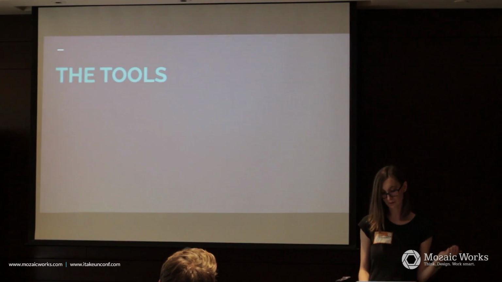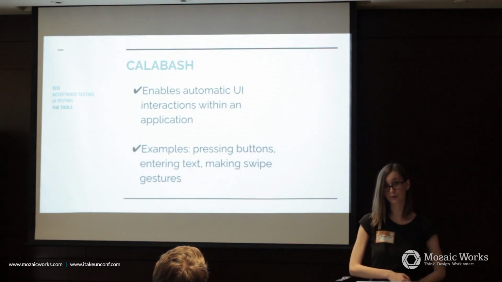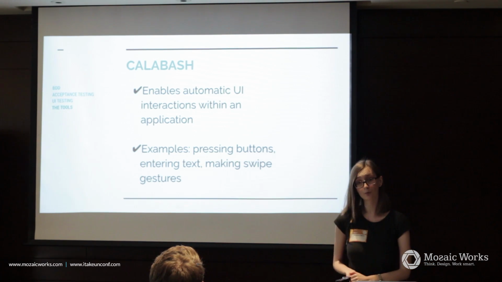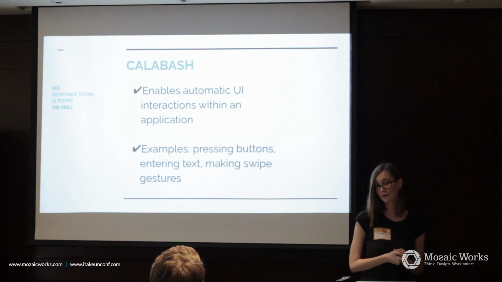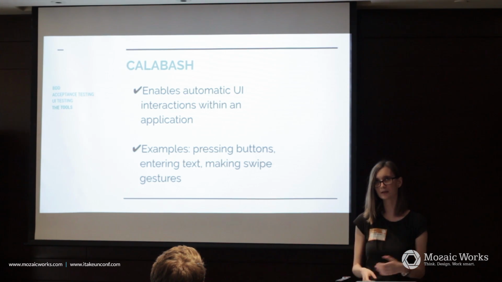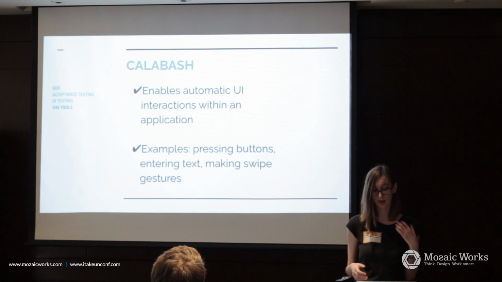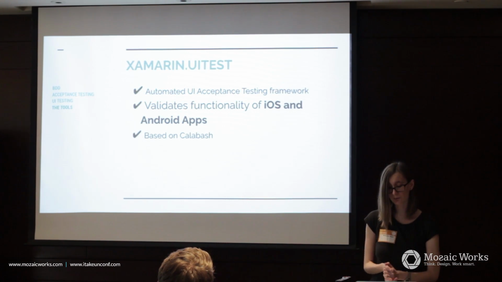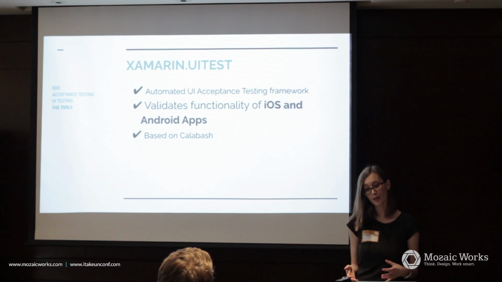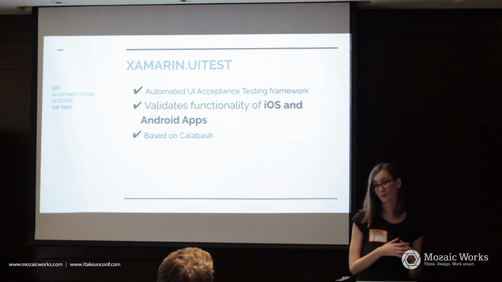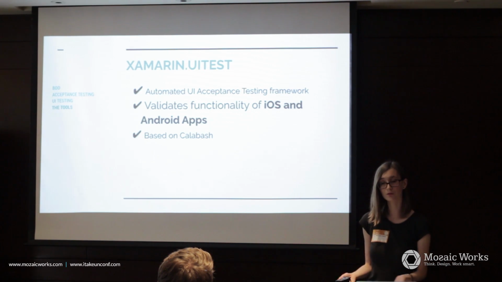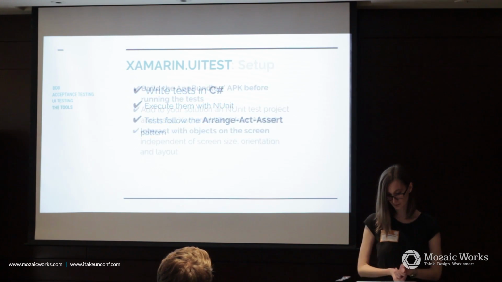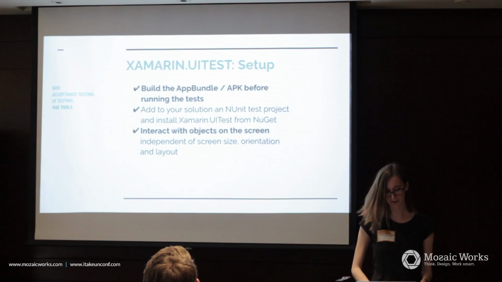That's about it, and I'm going to talk about the tools now. If you're familiar with Calabash, it's a framework written in Ruby. It allows you to do UI interactions. You can press buttons, enter text, make swipe gestures, and all kinds of validations. But since I don't work with Ruby, I work with Xamarin UI Test, which is based on Calabash. But I write my tests in C# and I get the NUnit runner, which should be familiar to you if you're a .NET developer. And I think I'm going to go into the demo now.